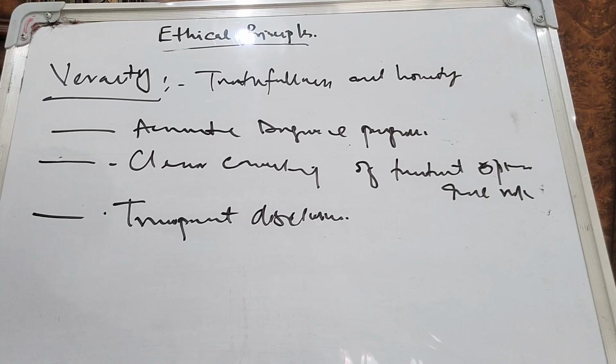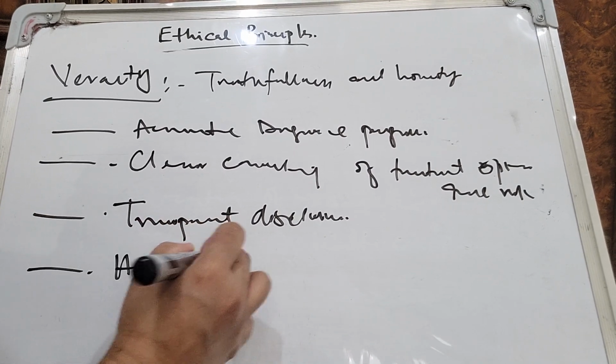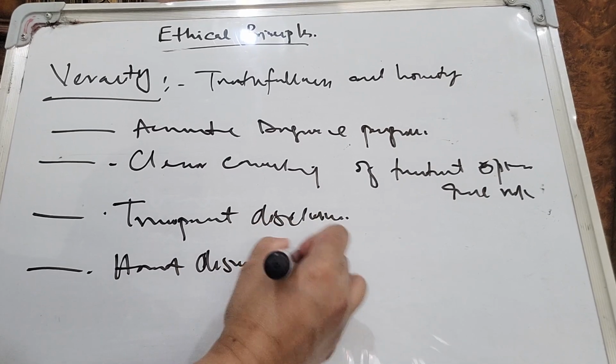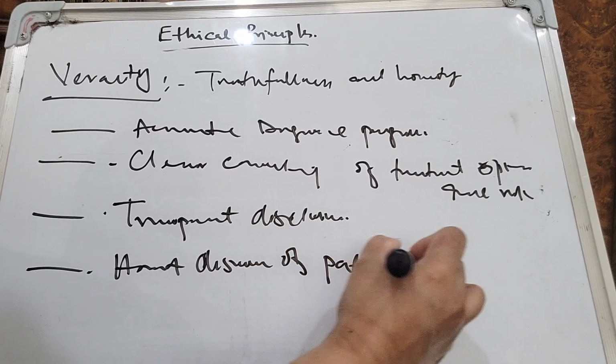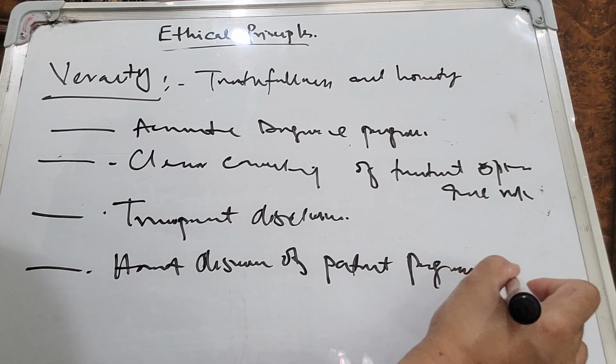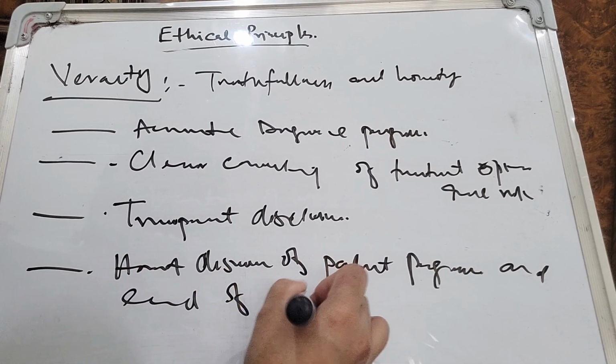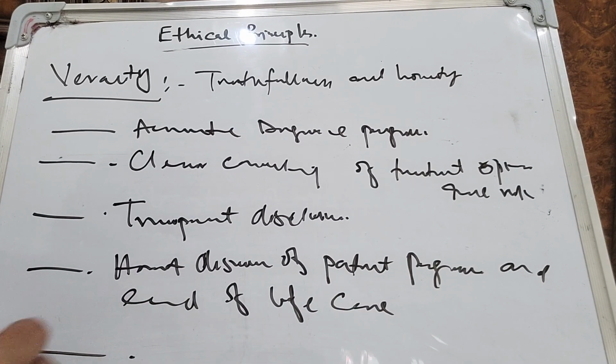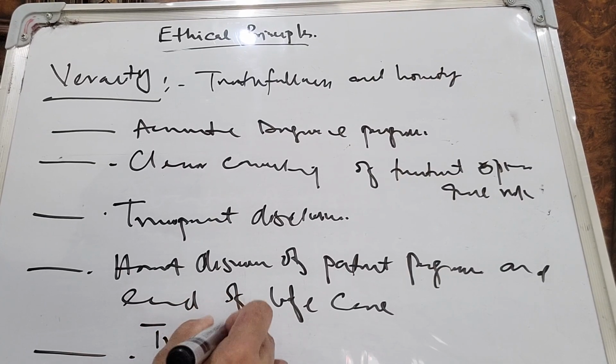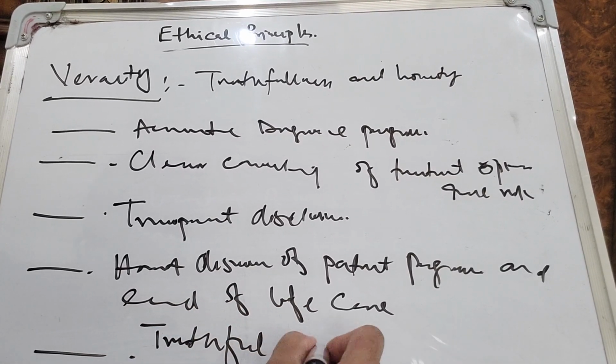Honest discussion of patient prognosis and end of life care. If the patient has a poor prognosis of the disease, we have to tell everything to the patient. End of life care. Truthful representation of medical research and findings.